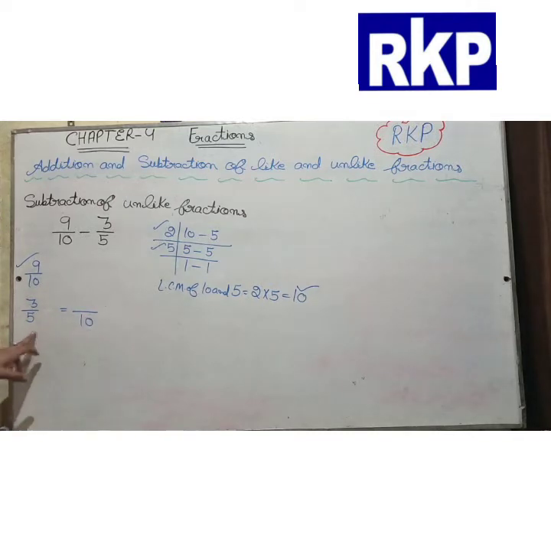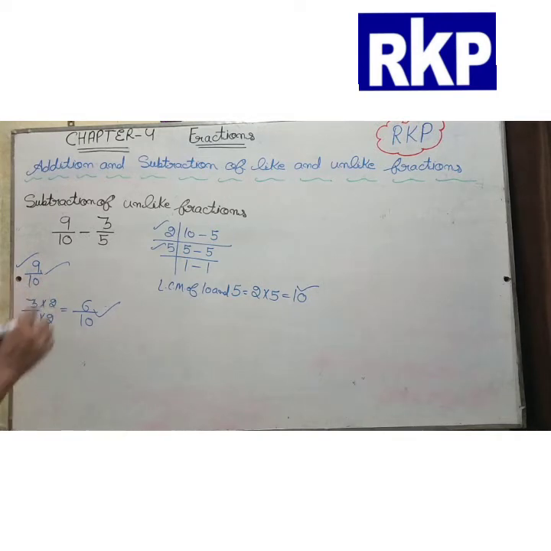Now let us see how we can get 10 from 5, by multiplying with 2. If we multiply 5 by 2 we get 10, so here also we need to multiply by 2. 3 2s are 6. So 6 by 10 is the equivalent fraction of 3 by 5. Now 9 by 10 and 6 by 10 are both like fractions.